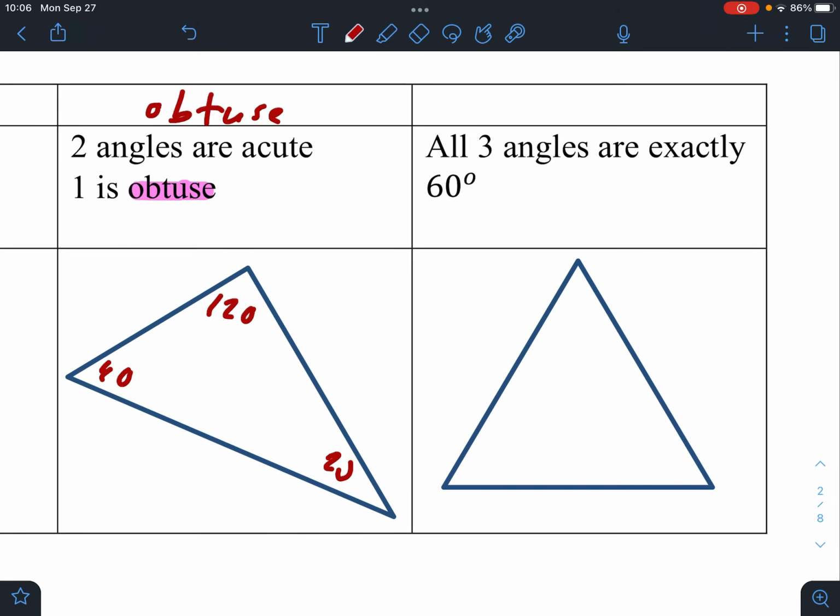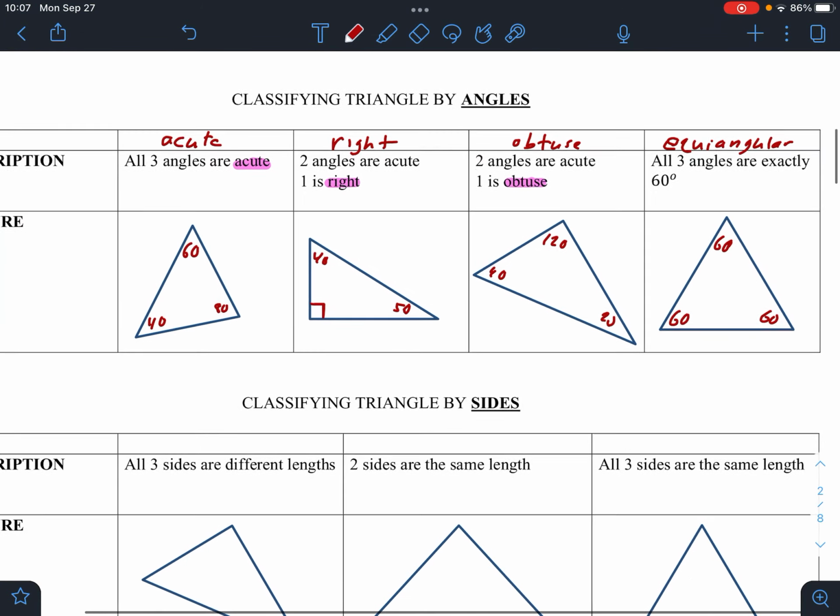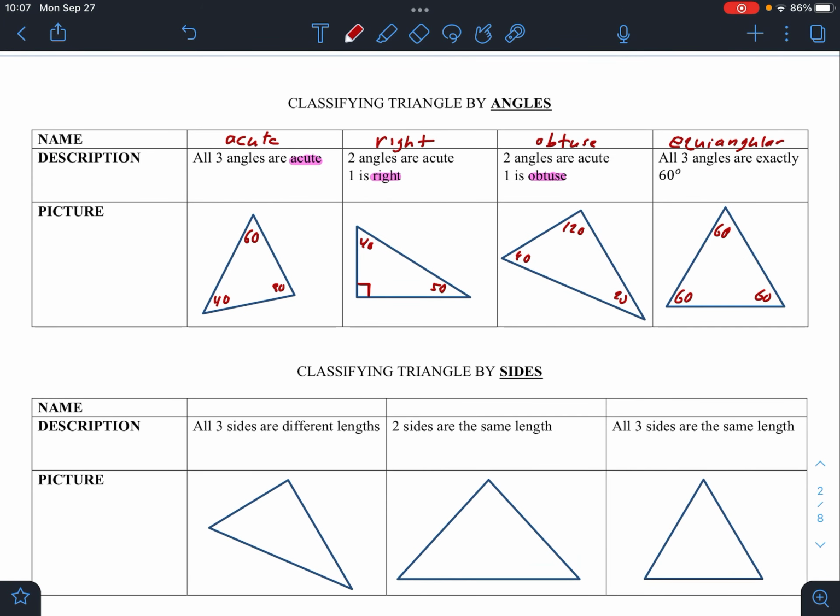And lastly, if all three are 60, now this is called an acute triangle, but it's a special kind of acute triangle that we call equiangular. So those are your four different classifications by angles.